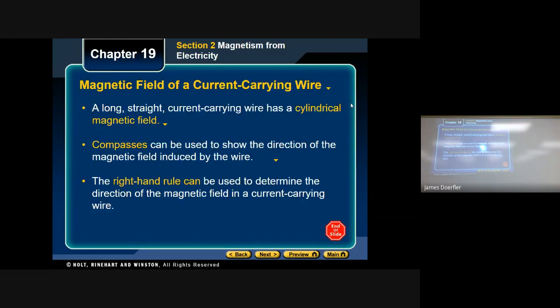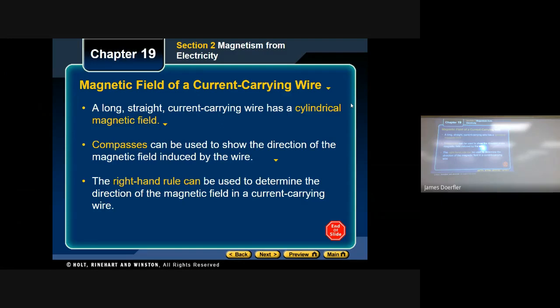Anyway, the magnetic field of a current-carrying wire: when we have a long, straight current-carrying wire, it's going to have a cylindrical magnetic field. Basically, any wires that are run through a building, if you will, as long as they have current going through them, are going to have a cylindrical magnetic field. And we can use compasses to show the direction of the magnetic field induced by the wire, and I got a picture of this.